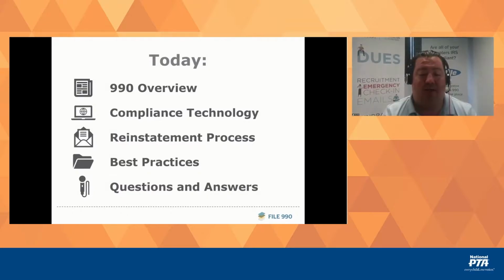All right, so what we are going to talk to you about over the next 30 minutes is really the ins and outs of the 990. We'll look at the technology that's available to help ensure compliance with your local groups. We'll talk about the reinstatement process: if a group is not compliant anymore and their nonprofit status has been revoked, what needs to be done for them to regain status. And we'll explore the best practices that we have obtained from working with state PTAs and their officers over the last couple of years. And finally, we'll end with questions that we have for Deb.